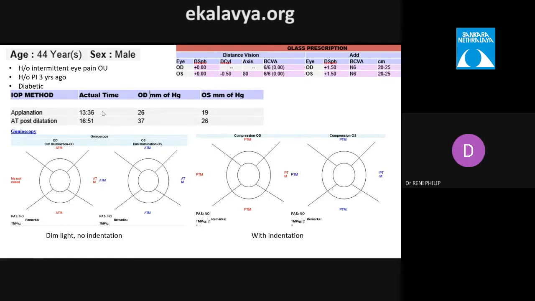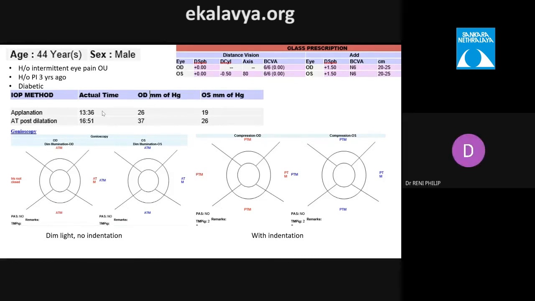It is primary angle closure in the right eye and a primary angle closure suspect in the left eye. Okay. Would you think of something else also? Is it plateau iris? Plateau iris we can keep as a differential because a patent PI is there and still the IOP is raised.